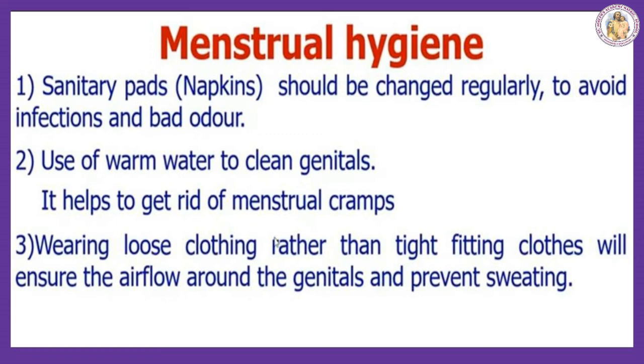The first one is sanitary pads. They should be changed regularly to avoid infection, due to the microbes from the vagina and sweat from the genitals. Use warm water to clean the genitals. It helps to get rid of menstrual cramps. Wear loose clothes. Nowadays girls wear very tight clothes. At menstrual time at least, wear loose clothes rather than tight-fitting clothes, which ensures air flow around the genitals and prevents sweating.